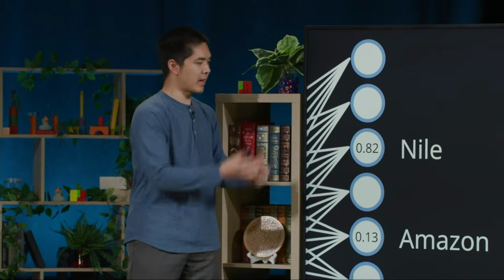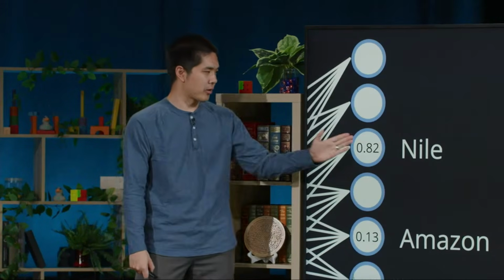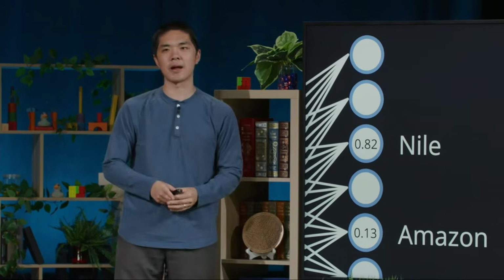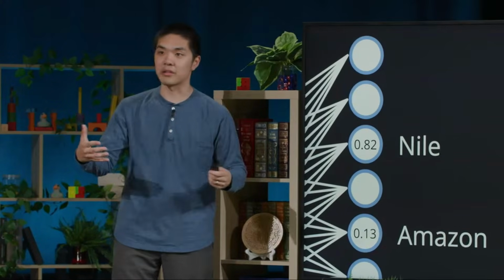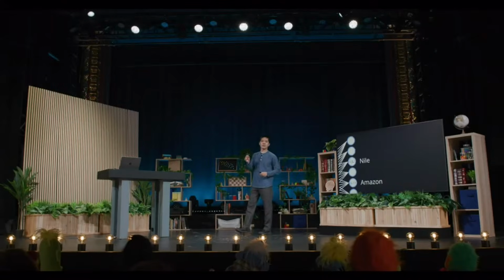This is going to be treated as kind of like a probability distribution, that maybe 80% of the time, AI is going to pick Nile as the word to say. And in this case, something like 10 or 13% of the time, AI is going to pick Amazon as the next token that it might want to say. And so AI doesn't always choose the thing that is definitely the most likely.